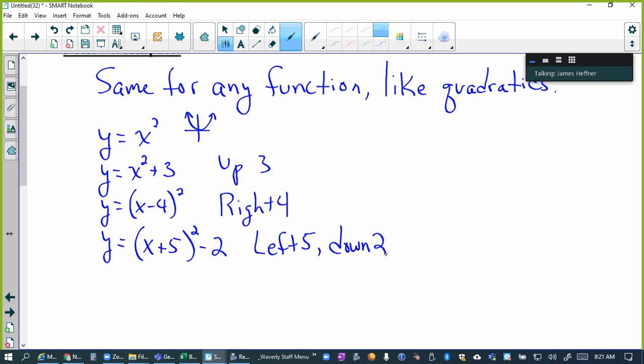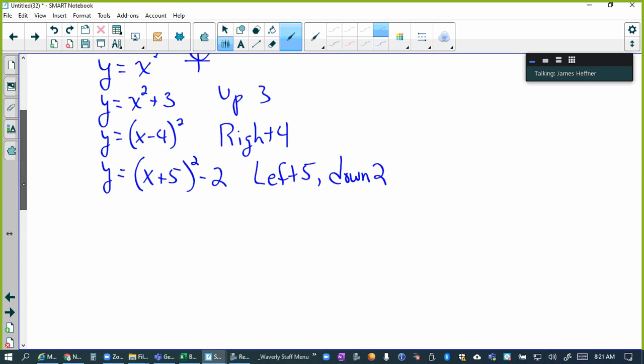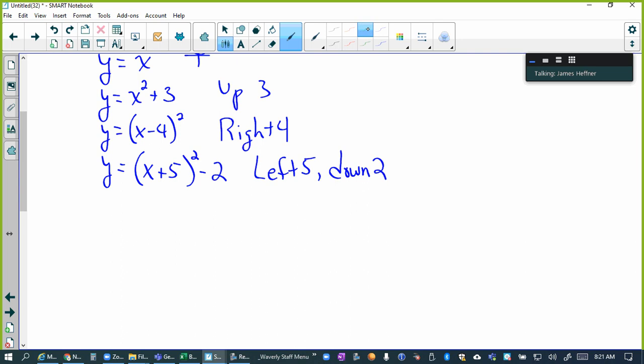So if it's inside the function, like in this case, it's a squared function, it gets shifted the opposite way of what you would think. If it's outside the function, it goes up and down with plus or minus. Okay? All right. Now for the problem set, we're going to skip a bunch of problems, so make sure you make note of what I'm about to write here so you don't end up trying to do them all.